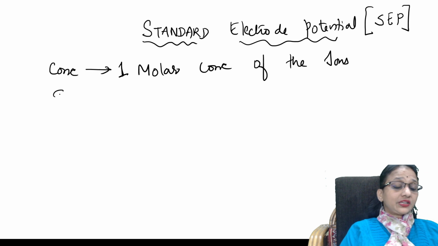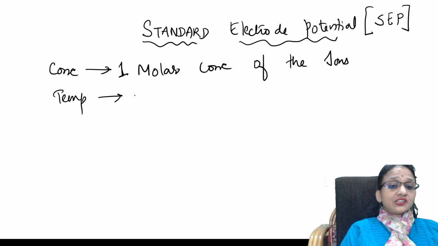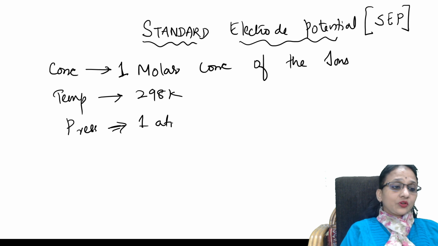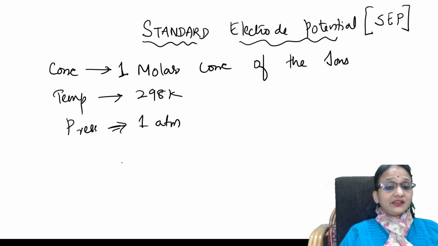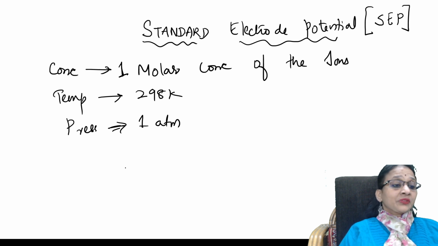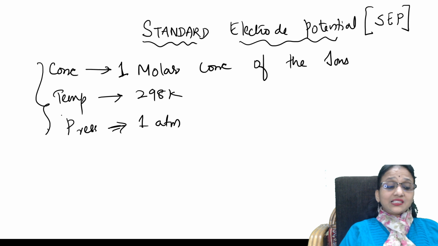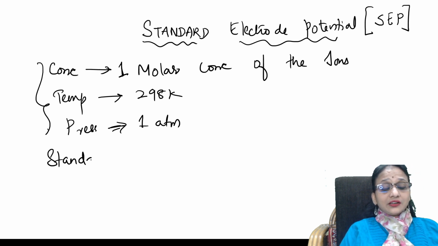After that, what should be the temperature? The temperature maintained is 298 Kelvin. What should be the pressure? Pressure should be 1 atm. Then when these conditions are maintained, the potential which we calculate is called standard reduction potential. At these conditions, we call it standard reduction potential.